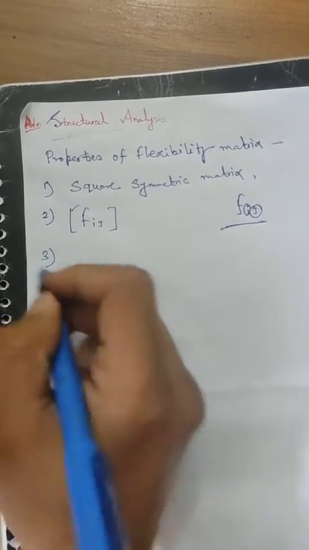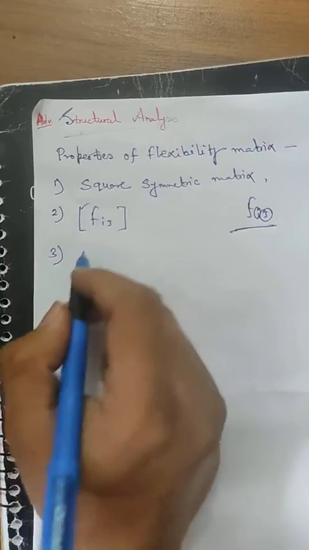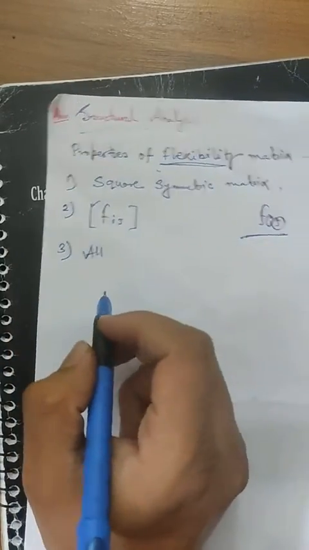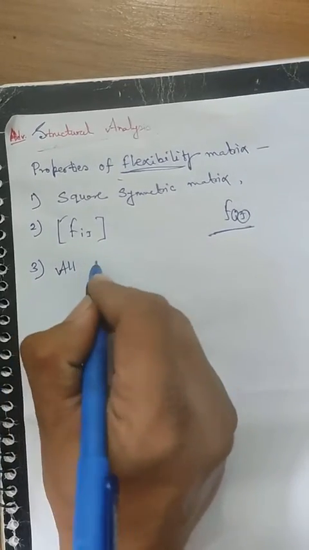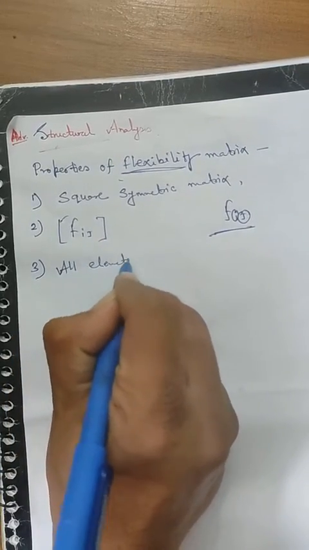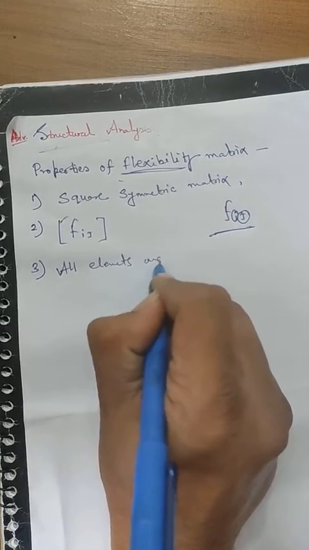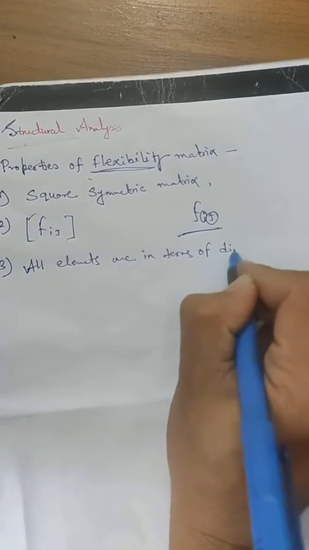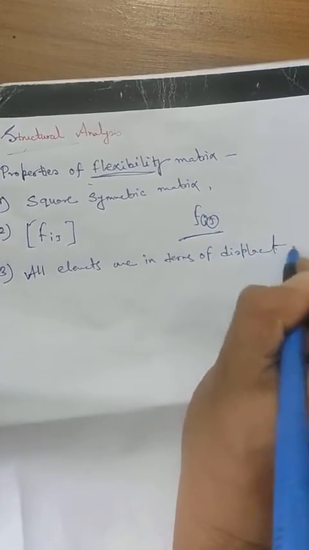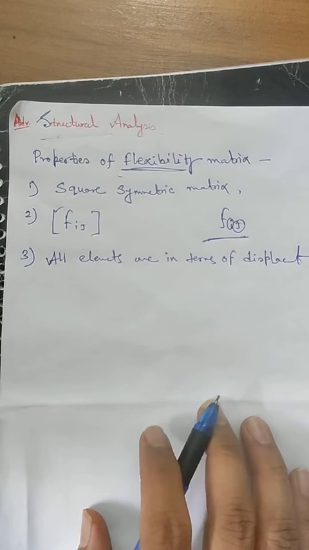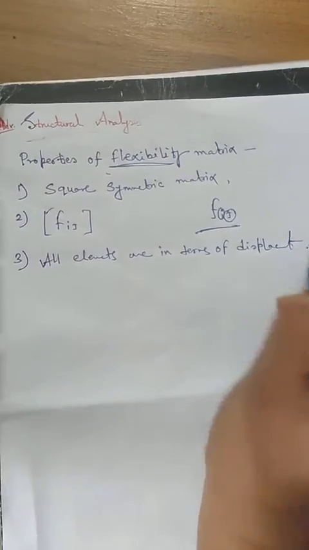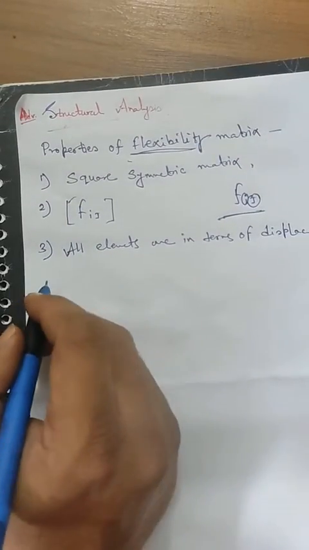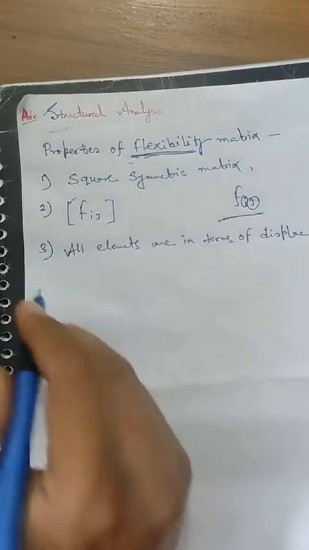And number 3 is all the elements are in terms of displacement. Obviously, in the case of the flexibility matrix, the elements should be in terms of displacement. All elements are in terms of displacement. And in the case of the stiffness matrix, I will discuss that later. Now only focus on the flexibility matrix.